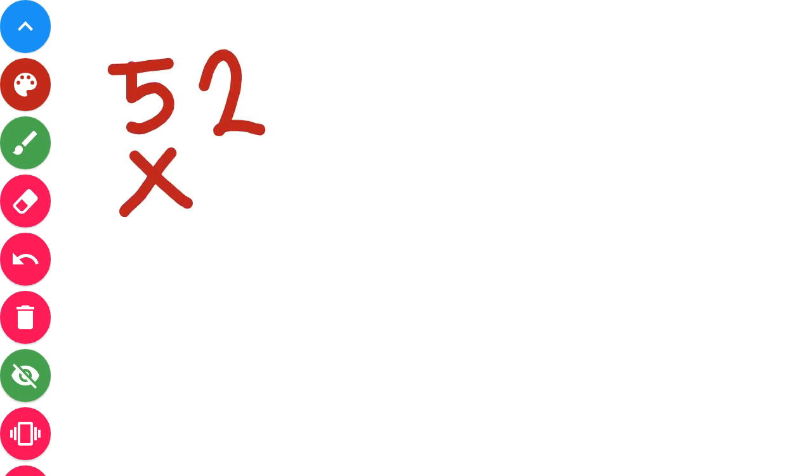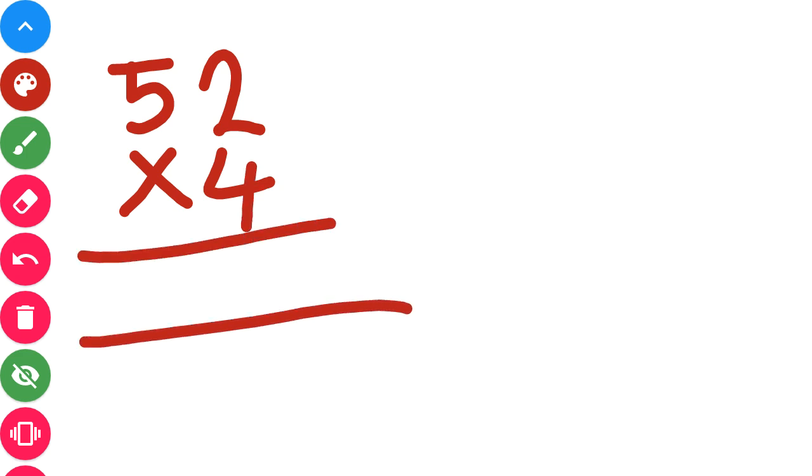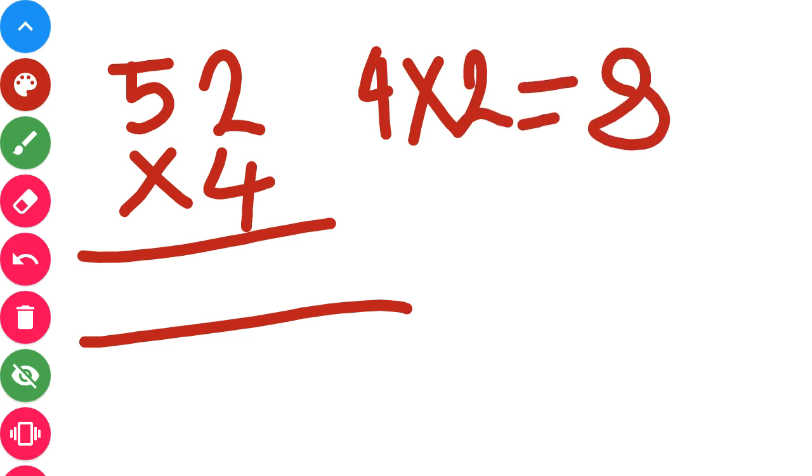Now let us understand this with the help of one more example, and then we will solve the worksheet. Suppose I take 52 multiply by 4. Okay, 52 multiply by 4. How we will do this question? We will start with ones place. At ones place we are having 2. So 4 into 2 we will get 8. So we will write 8 here.